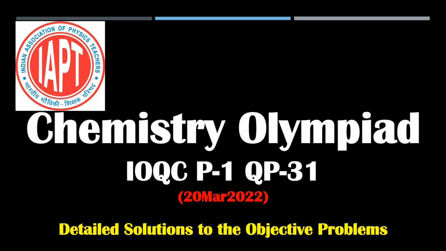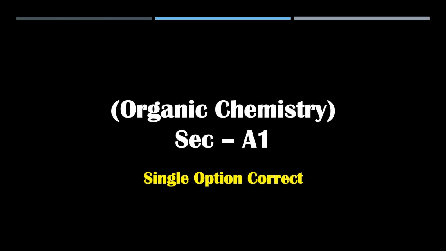Hello students, we are going to take the discussion of the Chemistry Olympiad, that is the Indian Olympiad Qualifier exam. We'll be having paper 1 first. This is question paper code number 31 that we have. First we'll be taking the discussion of the objective questions, followed by the subjective ones later.